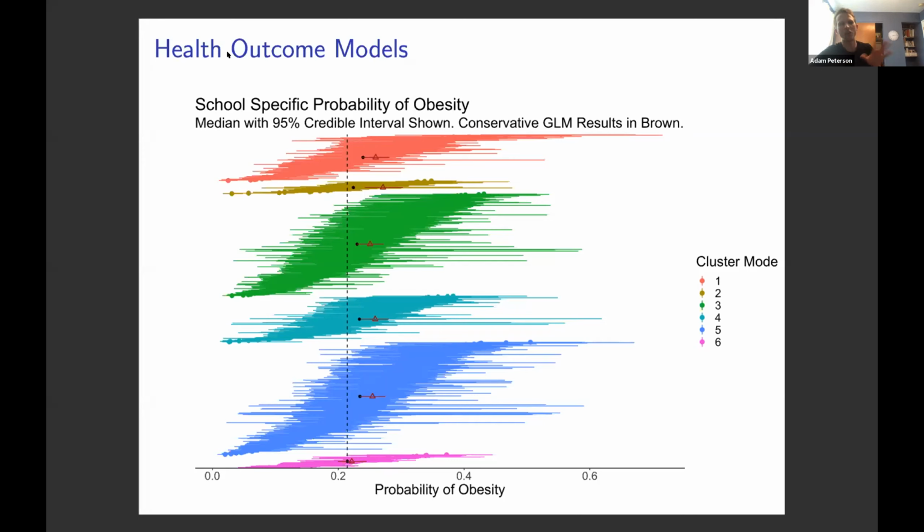I'm hoping that answered the question. There's a lot of different ways you can use this, but the take home is something like these health outcome models I showed are the best thing you have to really find out whether or not they're predictive of health outcomes or associated with health outcomes.